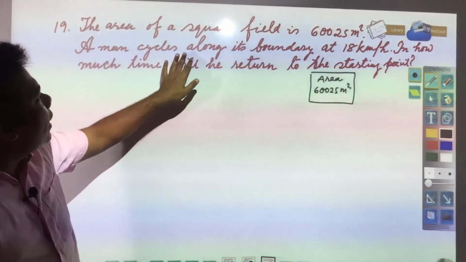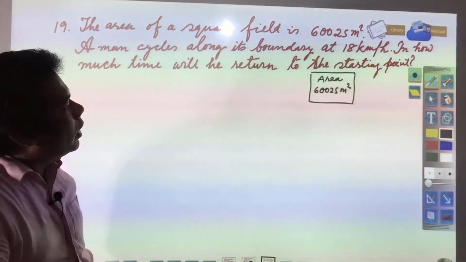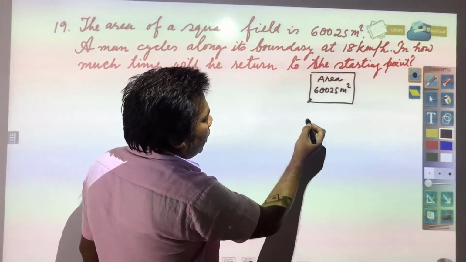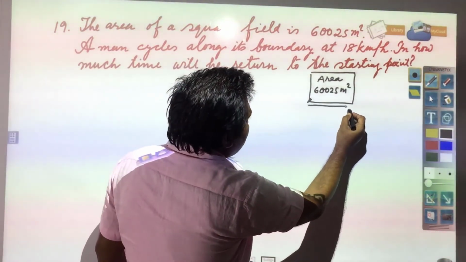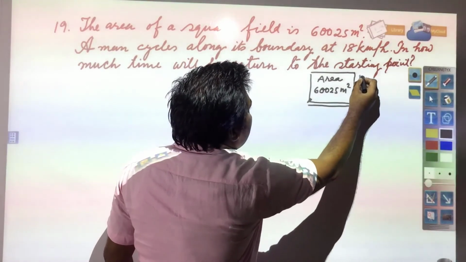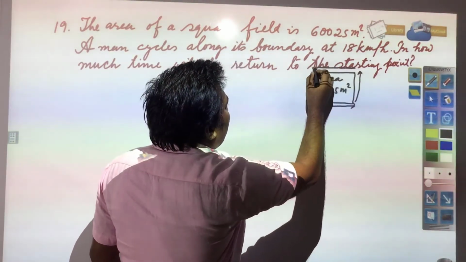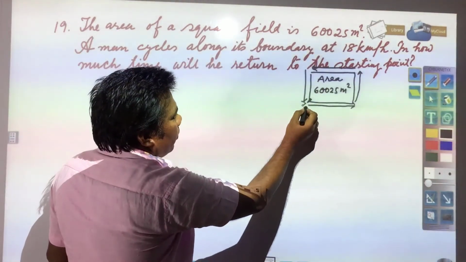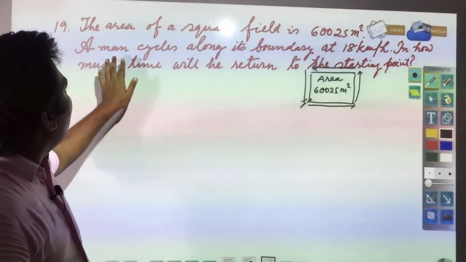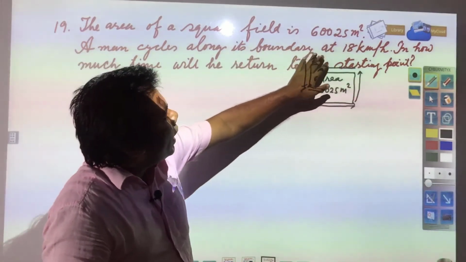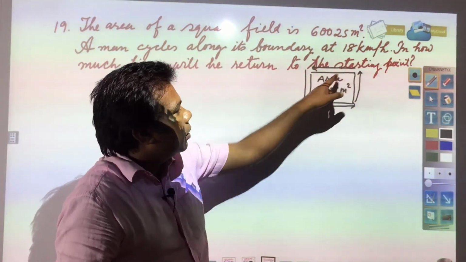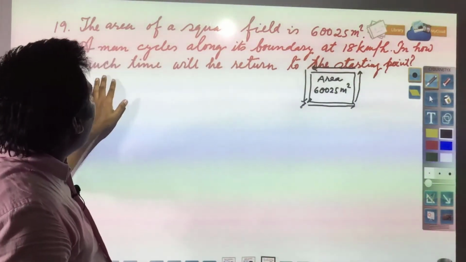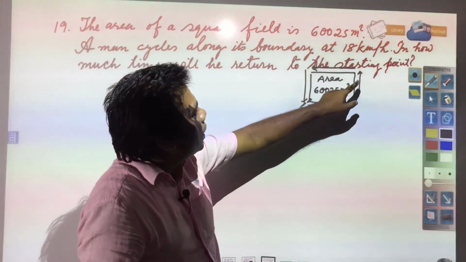A man cycles along its boundary. Suppose a man is there who is cycling from here, the starting point. So, from here he cycles like this and then he comes back to the starting point over here. Question is what? A man cycles along its boundary at 18 km per hour. 18 km per hour is the speed of his cycling. In how much time will he return to the starting point?